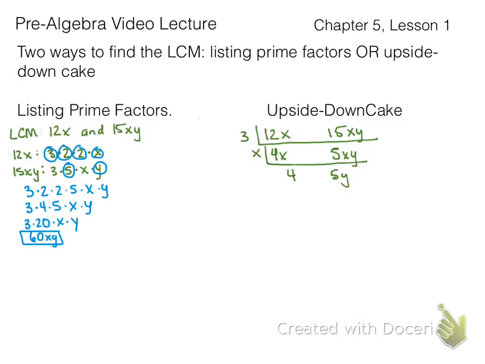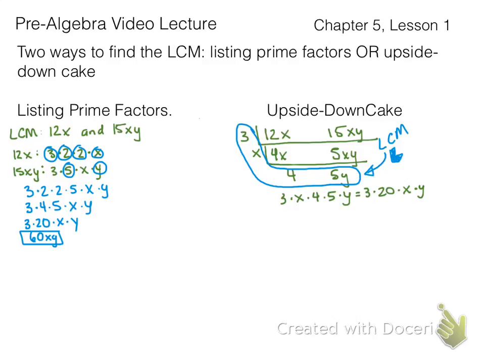Since there's nothing else that goes into 4 and 5y, we're going to draw our L, right? LCM, that's an L. See, it's an L. Colored in. Beautiful. And then we're going to multiply everything inside the L together. So it'd be 3 times x times 5 times 4 times y, which when you multiply them all together is 60xy.